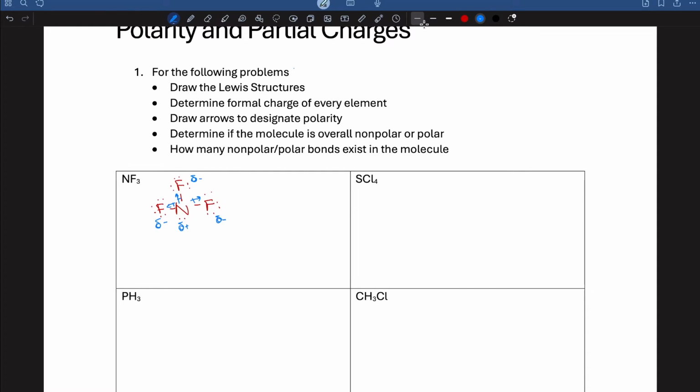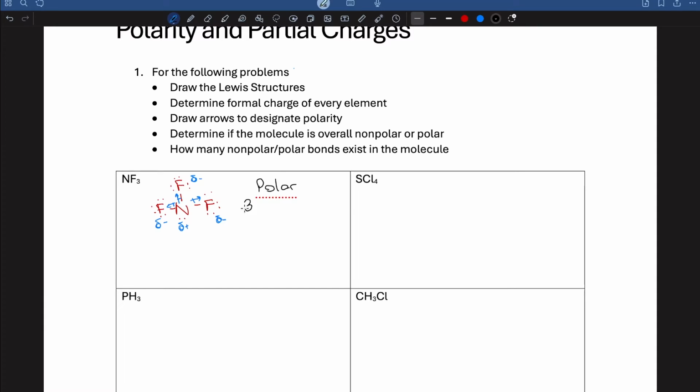Let's try to see if we can maybe cancel out some of these polar bonds to see whether this molecule is overall polar or nonpolar. The ones left and right do cancel each other out, but for the one going up, there's no other bond that's going down. So this bond going up doesn't really have anything to cancel it out. Therefore, this molecule is overall polar. We're just going to write that out, polar, okay?